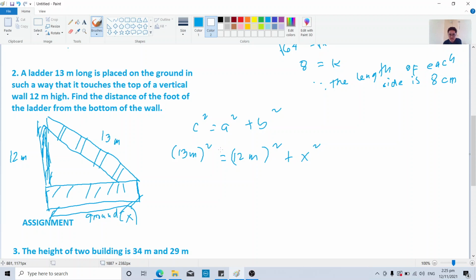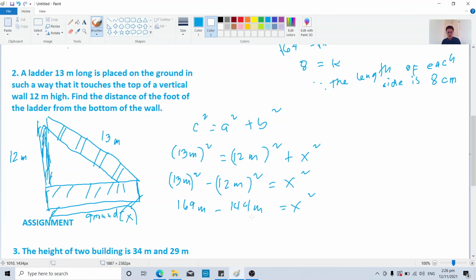Bahala kayo kung pwede nyo rin gamitin yung b, pero kasi nilet nga natin si ground as x. Nasa inyo naman yan. Next, i-isolate natin si x squared. We have 13 meters squared. 12, malipat sa left hand side, magiging minus 12 meters squared is equal to x squared. 13 squared is equal to 169 meters minus 12 squared, that is 144 meters is equal to x squared.